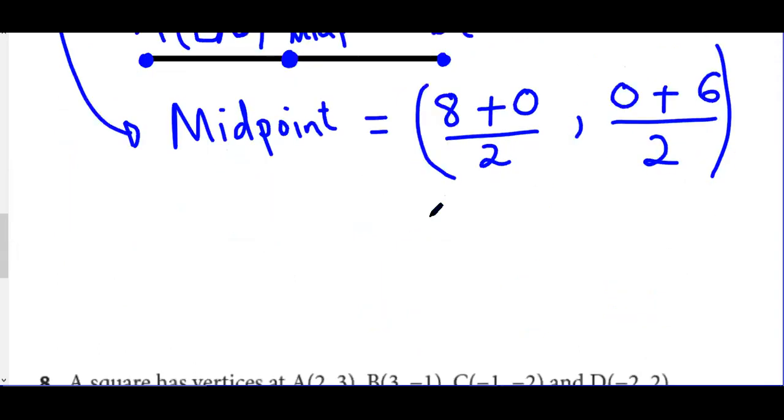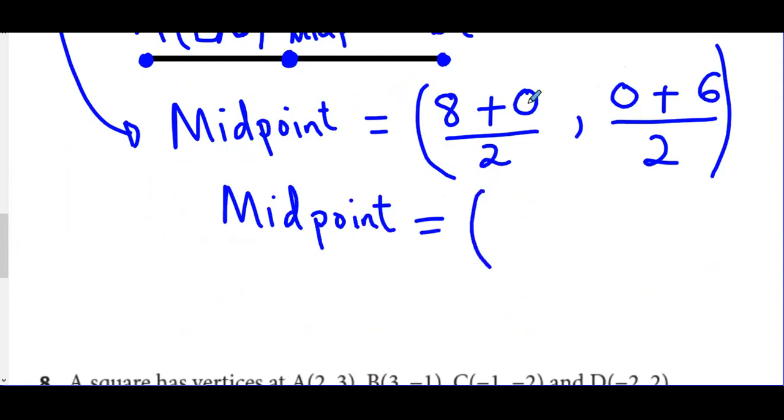Now here you're going to simplify. Your midpoint equals to, this becomes a primary calculation. 8 plus 0 is 8. The answer you get, you're going to divide by 2. 0 plus 6 is 6. The answer you get, you're going to divide by 2.